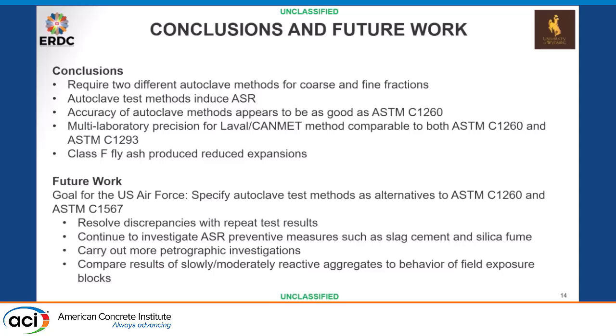So moving forward, what the Air Force would like to do with this is specify autoclave test methods as an alternative to 1260 and 1567. Just have it in the specification. You can still do the others, but if you want, you can do the autoclave test. We've got a few things to do first to get there: resolve those discrepancies with those repeat test results. We don't want anything coming out non-reactive if it's not non-reactive. Like I said earlier, look at some other preventive measures. We need some more petrography. I want to see what's going on inside, especially for non-reactive aggregates, to see why we have that inherent expansion, and see if we can pick up on some slowly reactive aggregates as well.